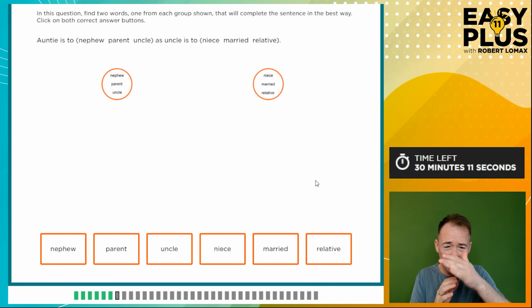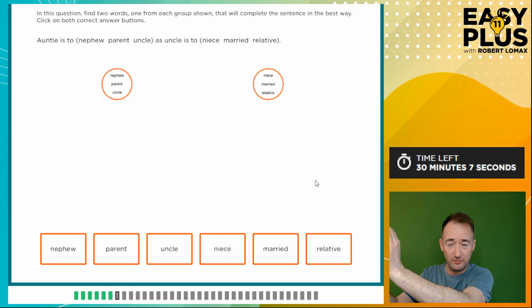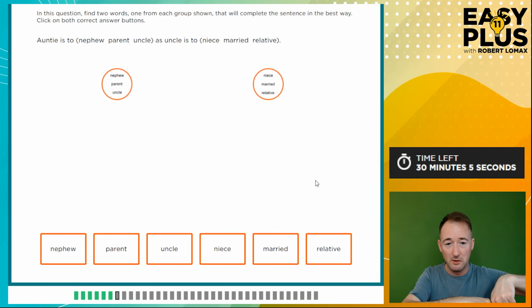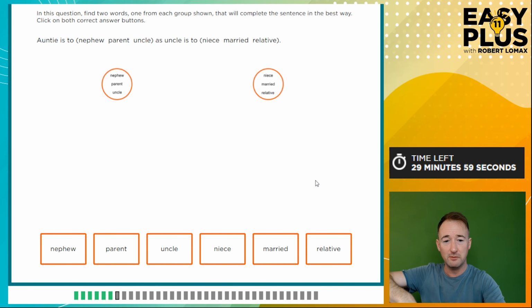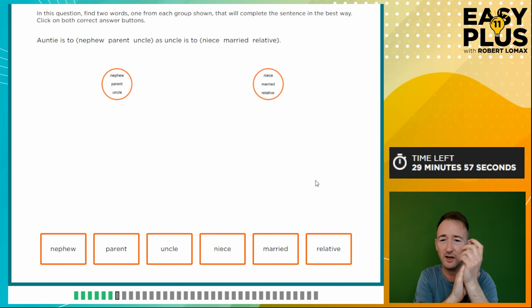Well, there's an obvious crossover there. Auntie is to nephew, so the female relative to the male younger relative, and then we've got uncle, the male older relative, to niece, the female younger relative. So it's kind of a crossing over relationship. So I think that's almost certainly the answer.